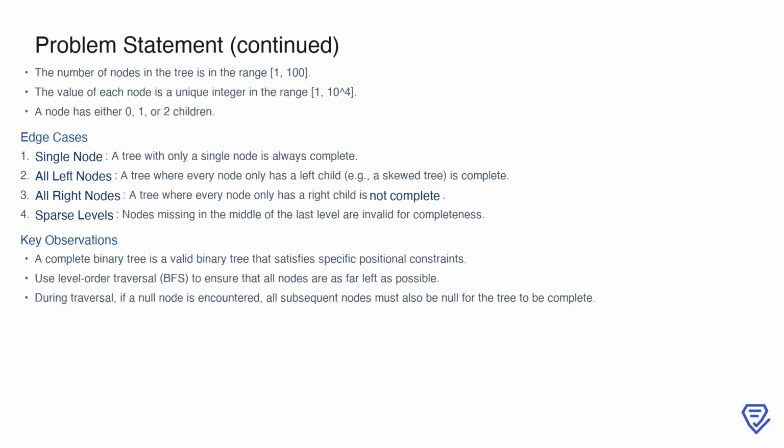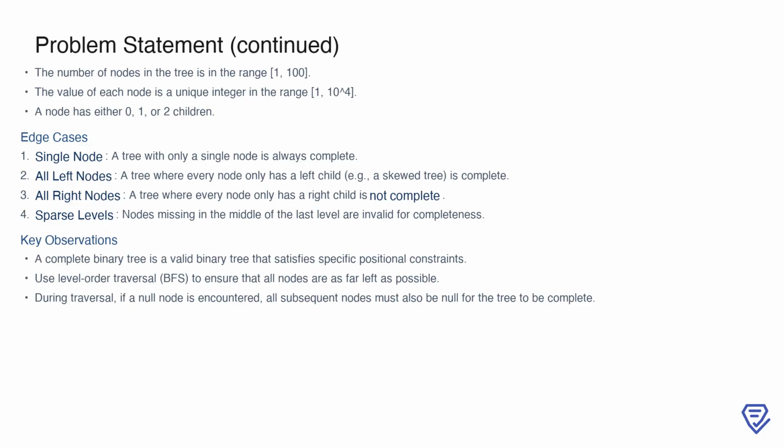To summarize, the problem has some constraints and edge cases to consider. The tree can have up to 100 nodes, and each node has a unique value between 1 and 10,000. A node can have either 0, 1, or 2 children. For edge cases, a single node tree is always complete, as is a tree where all nodes only have left children. However, a tree where nodes only have right children is not complete. Sparse nodes in the middle of the last level also invalidate completeness.